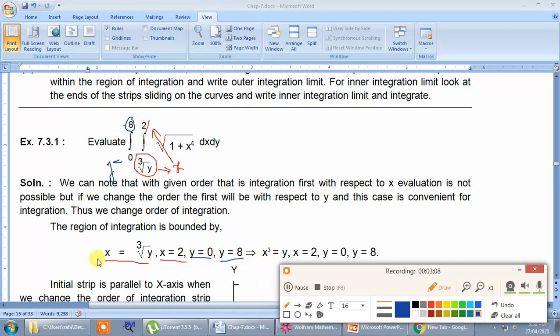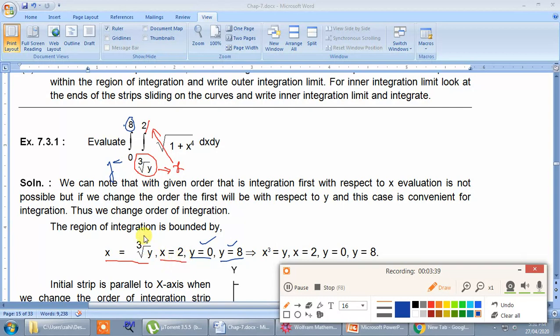So the region of integration is bounded by four curves. Let us recognize one by one what these curves are. Note that y equal to 0 is the equation of the x-axis, and y equal to 8 is parallel to the x-axis at a distance of 8. Note that x equal to 0 is the equation of the y-axis, so x equal to 2 will be parallel to the y-axis at a distance of 2.